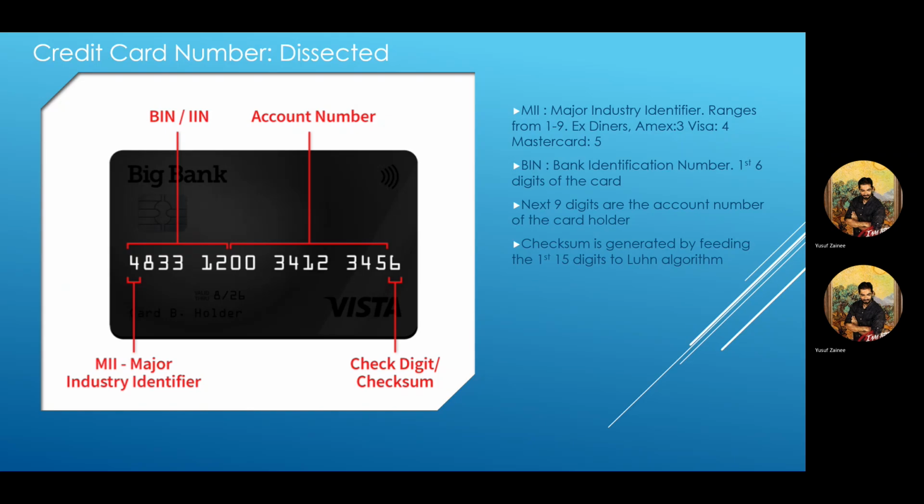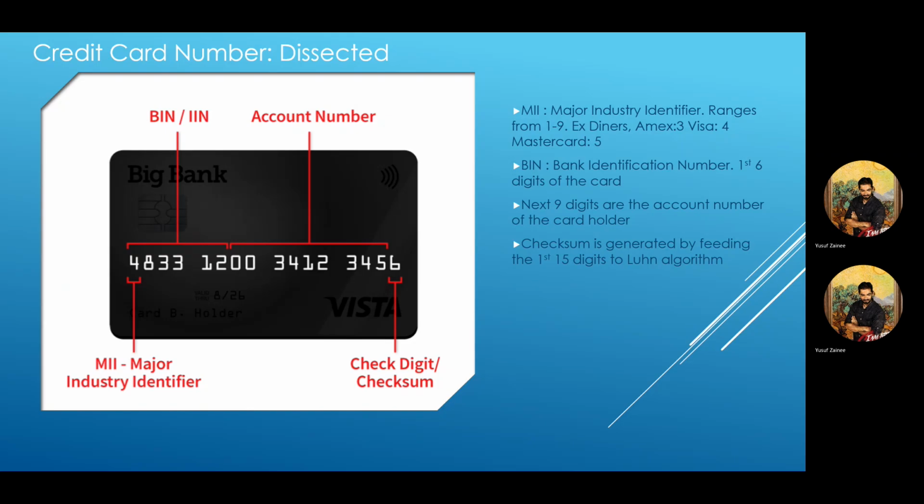The first 6 digits of the card are the BIN, which is the bank identification number. The next 9 digits are the account number of the card, that is, who the customer is for the issuer bank. So the account number is not the bank account number, but the credit card account number. And the last digit is the checksum.